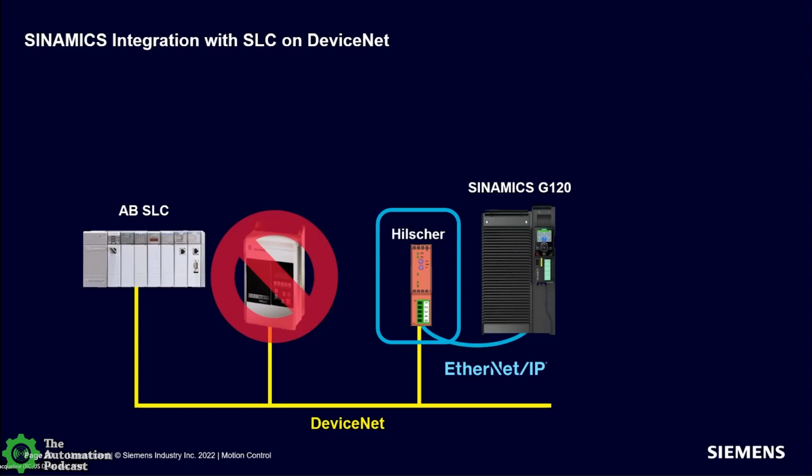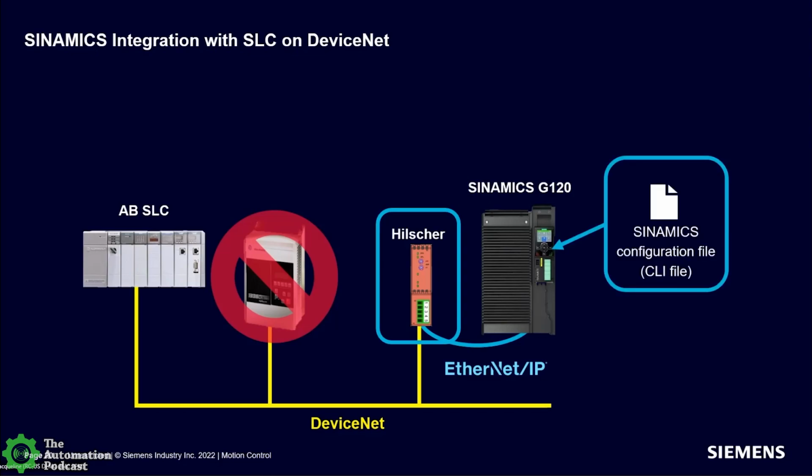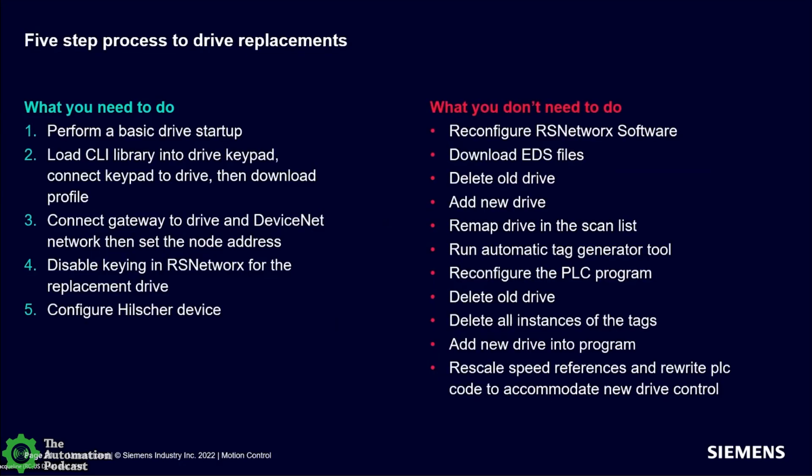And in this configuration, we need a SINAMICS configuration file. This is what does a lot of the drive translations from the older AB drive to the newer SINAMICS drive, and does that magic for you. So you do not need to do any of that work on your own. So no changes to the PLC code. I will step through the process to replace the drive.